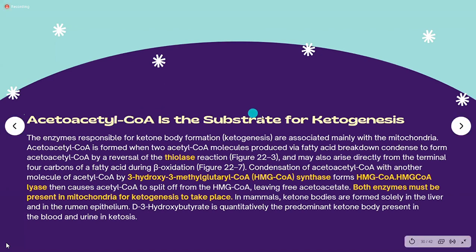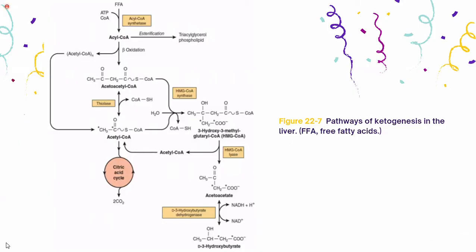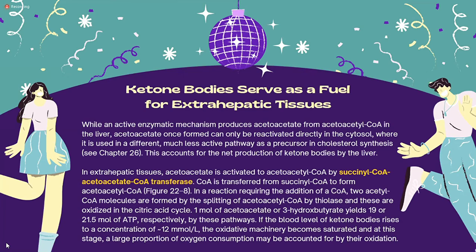So acetoacetyl-CoA is the substrate for ketogenesis. That is how it is used. Ketone bodies serve as fuel for extrahepatic tissues, but not the liver, because the liver does not have this enzyme: succinyl-CoA acetoacetate-CoA transferase, meaning the coenzyme A from succinyl-CoA can be transferred to acetoacetate. So CoA is transferred from succinyl-CoA to form acetoacetyl-CoA, and this can transform into 2 acetyl-CoAs. Okay, so that is the answer.